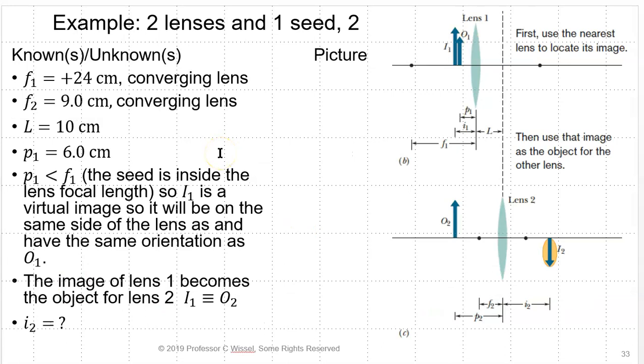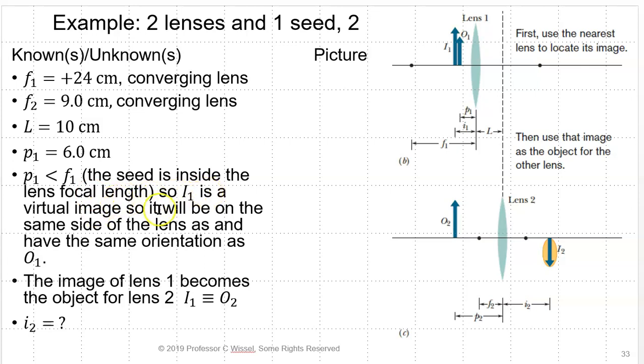Okay, we write down everything we know. We know that F1 is positive 24 centimeters. It's a converging lens. F2 is also positive 9 centimeters. It's a converging lens. We know the distance between the lenses is 10 centimeters. We define that as L. Here's our diagram. And notice that the object is inside the focal length.